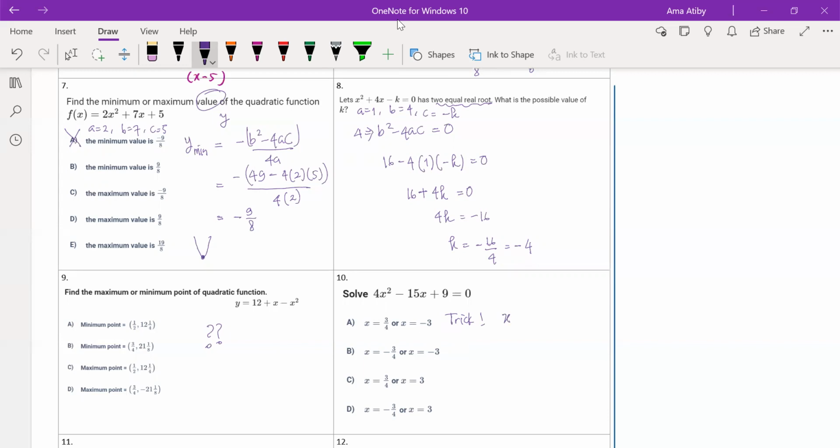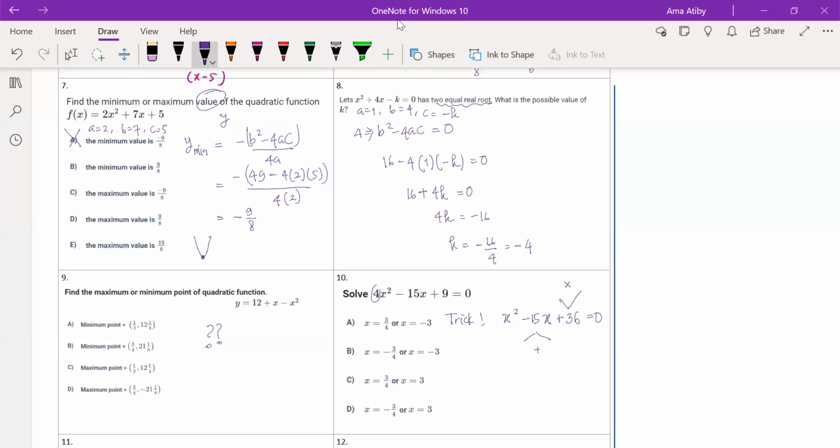So I would like to have x squared minus 15x, and then I multiply 4 by 9, which gives me positive 36 equals 0. So this is a monic quadratic. To solve a monic quadratic, it will be much more simple because I just need to find two numbers whose sum is negative 15 and whose product is 36.